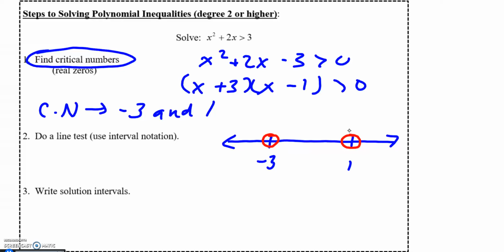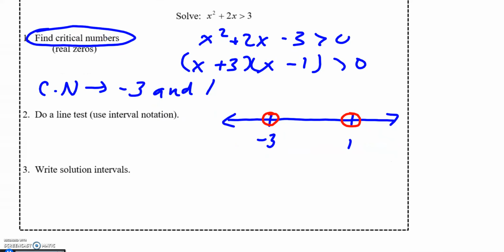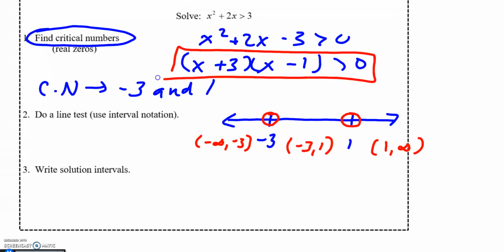And so what I've really created here is 3 possible intervals that we need to see if they're true or not. So one possible interval would be from -infinity to -3, not included. Another possible interval would be from -3 to 1, both not included because of the open dot. And the last possible interval would be from 1 to infinity. And what we're going to do is test each interval and see which one works in my factored form. And that should say greater than.